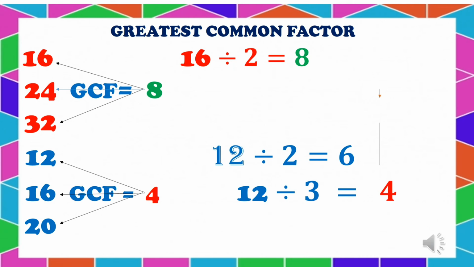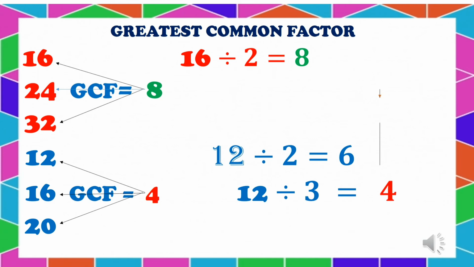So the first step is to look at your smaller number, and if your smaller number cannot divide the second and the third number, then you start dividing it by 2. So we divide 16 by 2, we have 8 as the result. And 8 can divide 24 exactly. It can also divide 32 exactly without remainder. So 8 will now become our GCF.